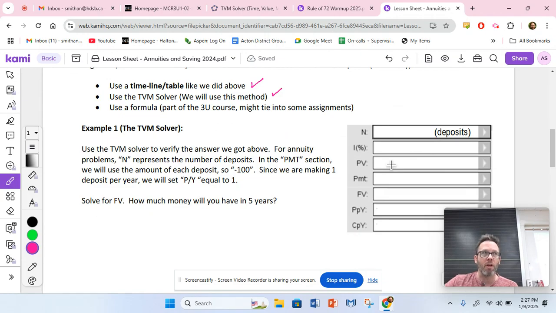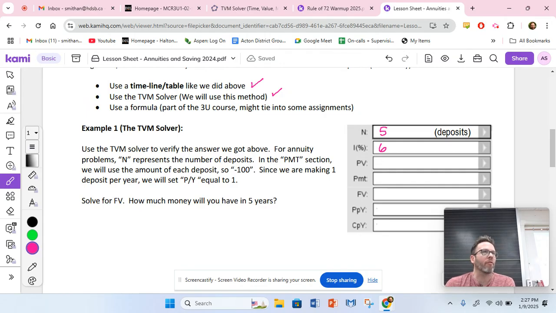There's a difference between what you guys were doing yesterday and today. When you are doing annuity problems, our N isn't going to be years anymore. It's going to be how many deposits we make. Now, it just so happens with the granny question, because we're making yearly deposits, we still make 5 deposits. It is 5 years. But I'm going to be keeping this prompt here for you guys that for today, capital N is how many deposits we're making. I is the same thing as yesterday. You just put in the whole percent.